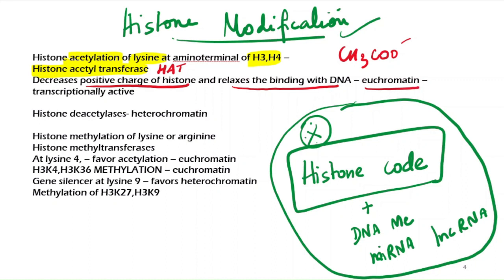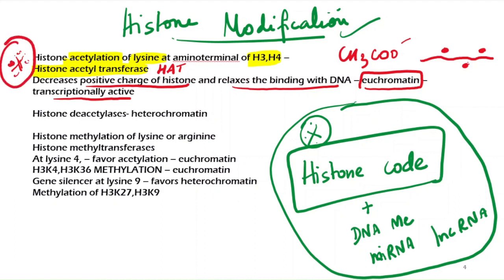So that stabilizes what structure? It is the euchromatin structure. Euchromatin is the decondensed form of your DNA, so the transcriptional factors can come and act on the DNA. So this euchromatin structure is said to be transcriptionally active. Histone acetylation brings about euchromatin conformation and that is transcriptionally active.